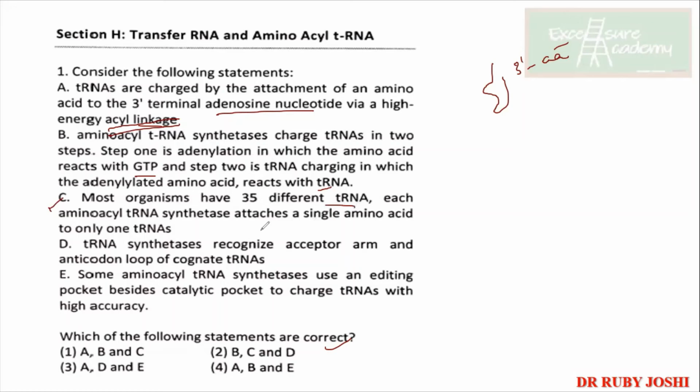Each amino acyl tRNA synthetase attaches a single amino acid to only one tRNA. It attaches single amino acid to only one tRNA. tRNA synthetases recognize acceptor arm and anticodon loop of cognate tRNAs. Some amino acyl tRNA synthetases use an editing pocket besides the catalytic pocket to charge tRNA with high accuracy. अब इसमें क्या पूछा है?